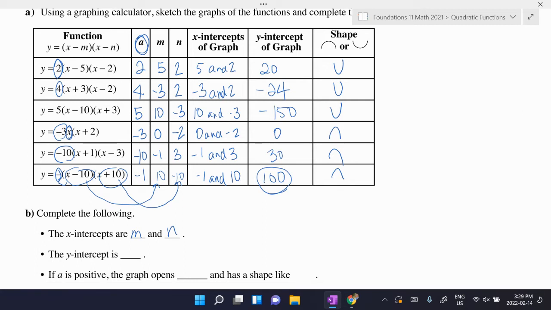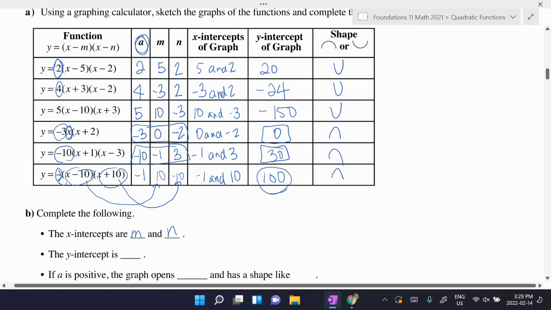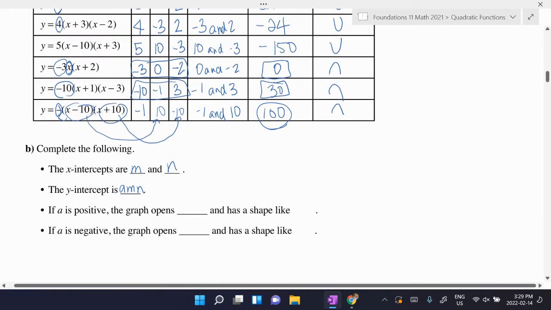I want you to pause and try to think that through for a second. If I look at these three numbers, how does that make the 30? Or if I look at these three numbers, -3, 0, and -2, how does that make 0? The answer? Multiply them together. A, m, and n. A times m times n.